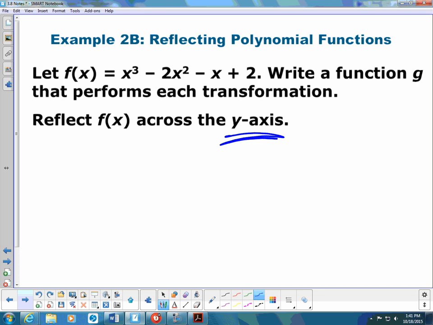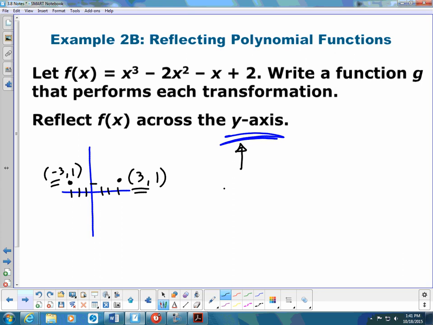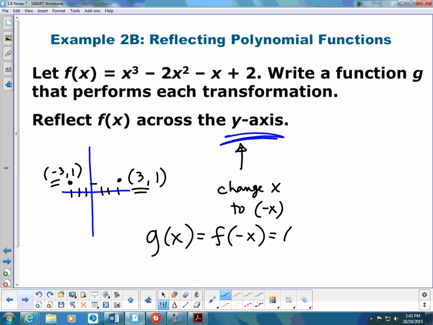Well, if we want to reflect something across the y-axis, again, keep in mind, like if I had this little ordered pair, let's say 3, 1 right here, and if I want to reflect 3, 1 over the y-axis, I'm going to end up over here at negative 3, 1. So what changed? It was the x-coordinate that we made opposite. So whenever you want to reflect across the y-axis, you want to change the x's to opposite of x. All right, so in this case, we want our function g of x to be the same as f of opposite of x. So that's going to be opposite of x, quantity cubed, minus 2 times opposite of x squared, minus opposite of x plus 2.